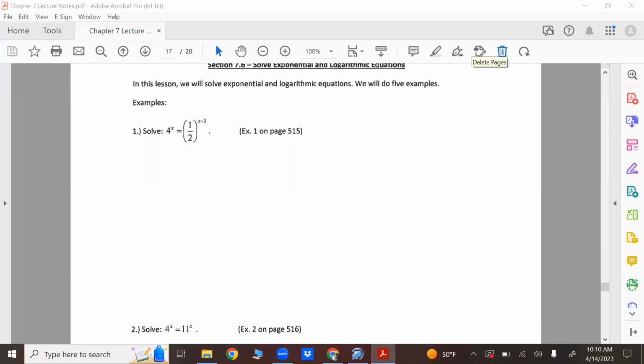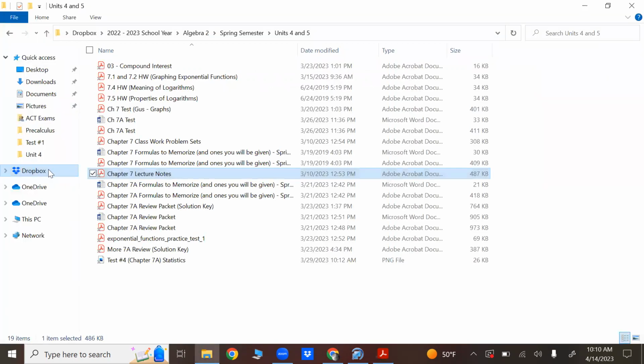Okay, so section 7.6, the last section. We're going to be using logs and the calculator often for some of these problems. And actually, let me pull up the graphing calculator right now, just so we have it ready to go.